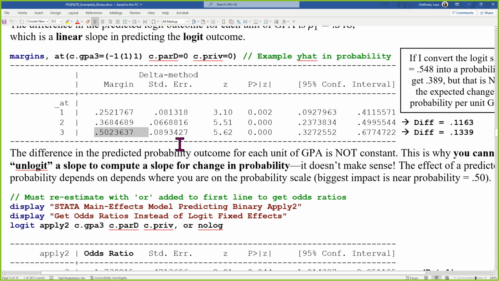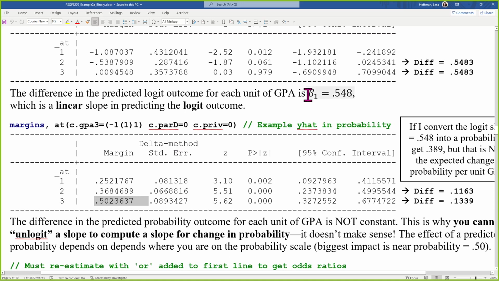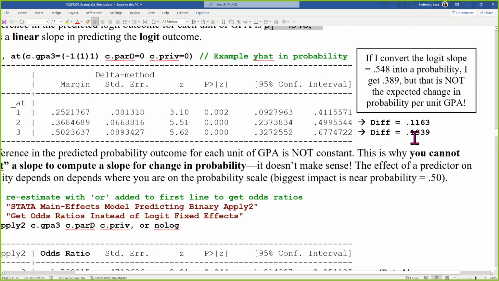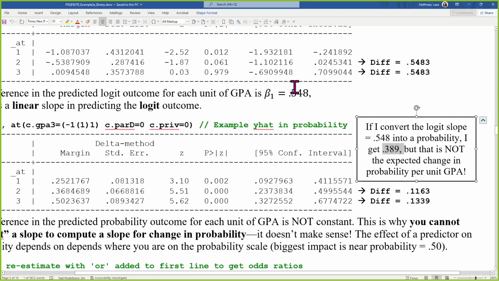So where people fall into trouble with this is like, okay, so here's my slope in logits, it's 0.548. Now what if I take that slope and I try to put it into probability? Like e to this number over e to that number, that would translate into a slope of 0.39. That number means nothing. Because the change in probability for a 1 unit change in GPA is not 0.389 and it's not constant. So you cannot convert a logit slope into something of probability. That is the rule. You cannot convert the slope.